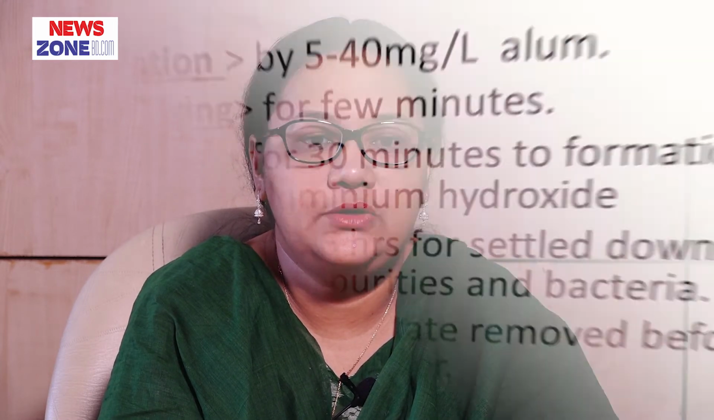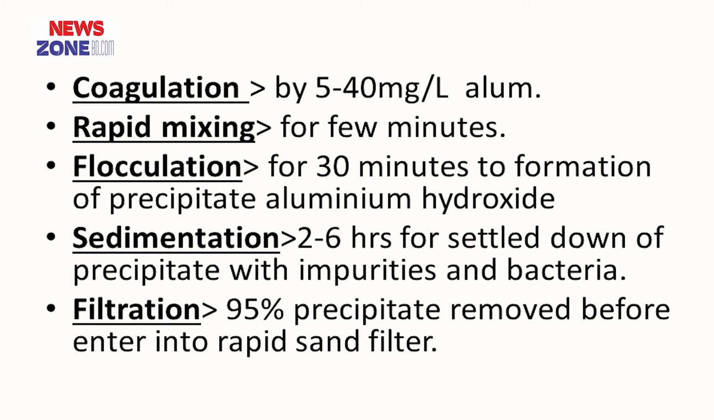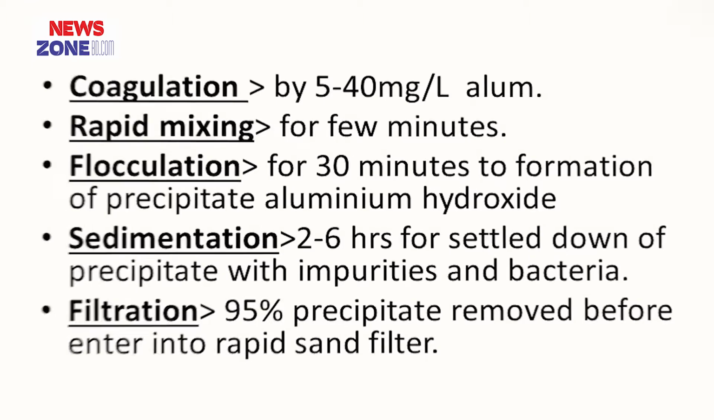First step is coagulation. The raw water is first treated with a chemical coagulant such as alum, the dose of which varies from 5 to 40 mg or more per liter depending upon the turbidity and color, temperature and the pH value of the water.